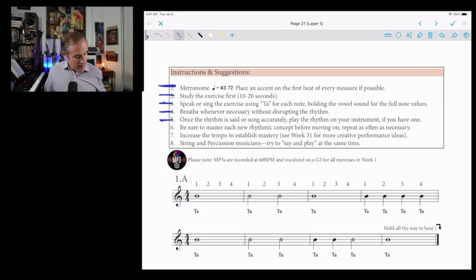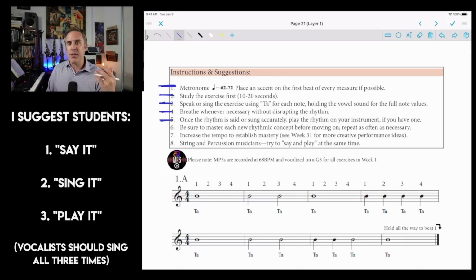Number 5. Once the rhythm is sung or said accurately, and I do suggest singing it, we'll get into that in a minute, play the rhythm on your instrument. So if singing isn't your quote-unquote instrument, then you need to say this, you need to sing this, and then you need to pick up your instrument, decide on a pitch and how you want to actually perform it, and you need to perform this on your instrument, whether it's bowing on a string instrument, whether you're tonguing on a wind instrument, and so on. It needs to be performed on your instrument so that you're bringing relevance into your musical world.